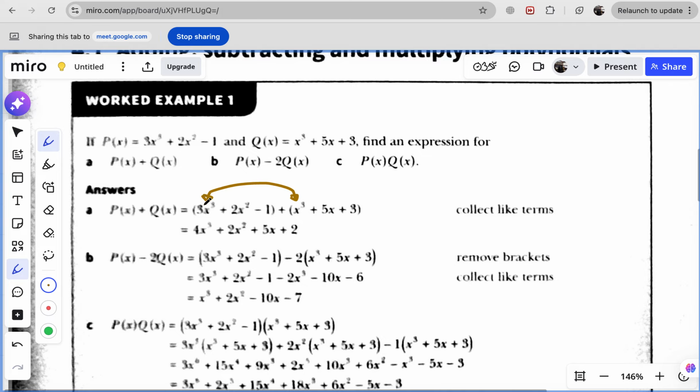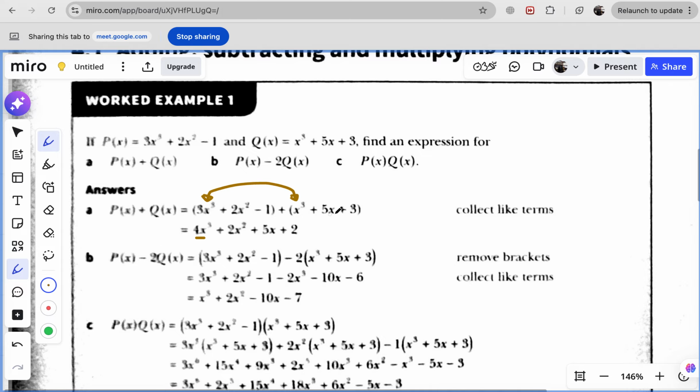Meaning we have 3x to the power of 3 plus x to the power of 3. It's like you say 3 hundredths. Let's assume x to the power of 3 is hundredth. So here you have 3 hundredths. Here you have just x to the power of 3, which means 1 hundredth. In math, there's a hidden one here we don't write. It means 1x to the power of 3. So 3x to the power of 3 plus 1x to the power of 3, you get 4x to the power of 3. That's how we got this 4x to the power of 3.